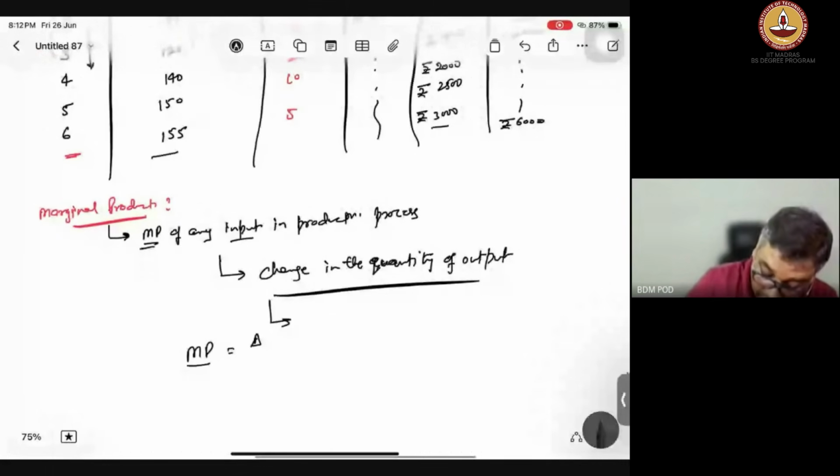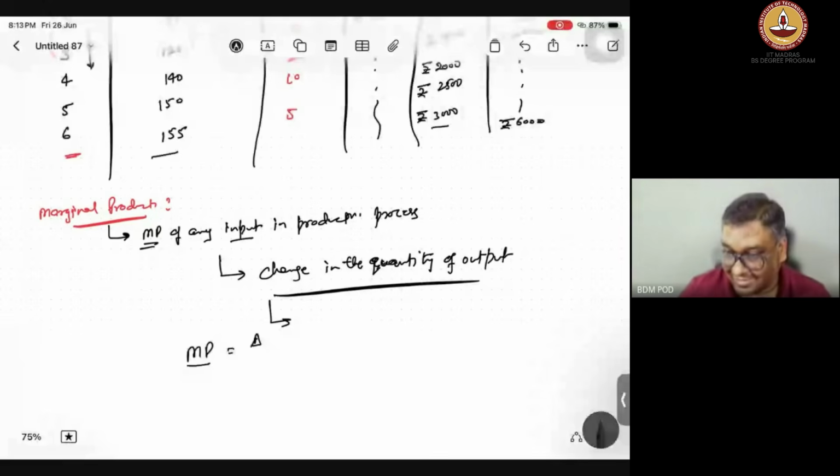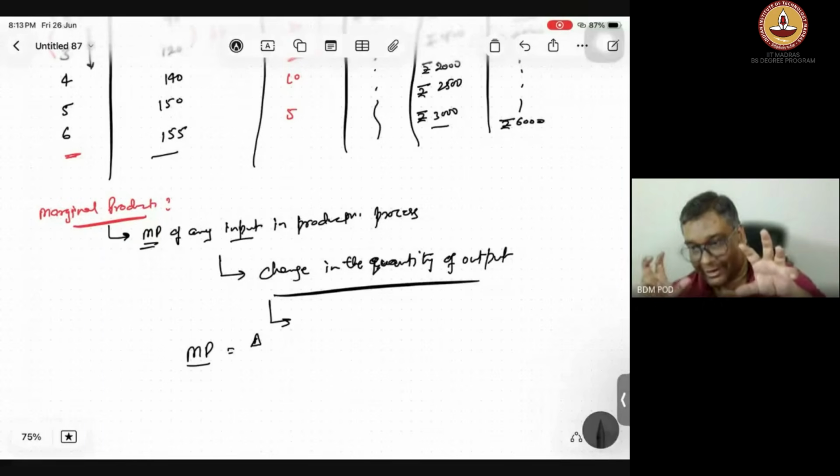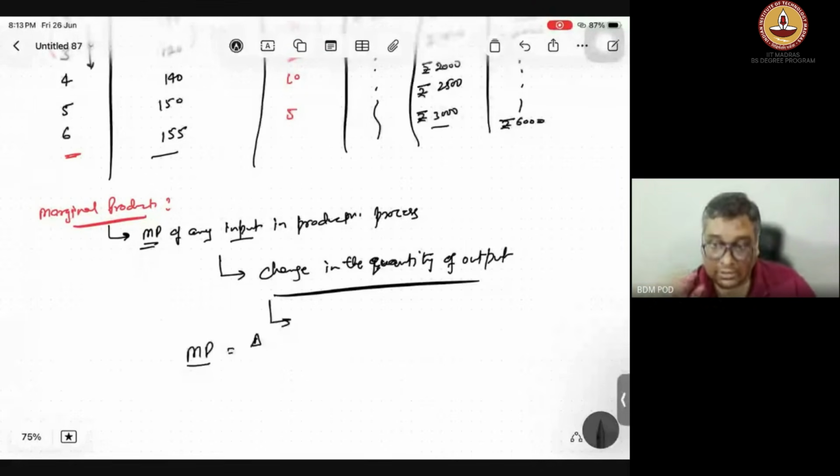If I'm plotting, I will explain how you are going to calculate this. It is a concept of slope. That is why I bring in the concept of slope, because when you are calculating marginal cost further, when I explain the cost, you will realize it is nothing but a rate of change. It's the slope of your production curve.